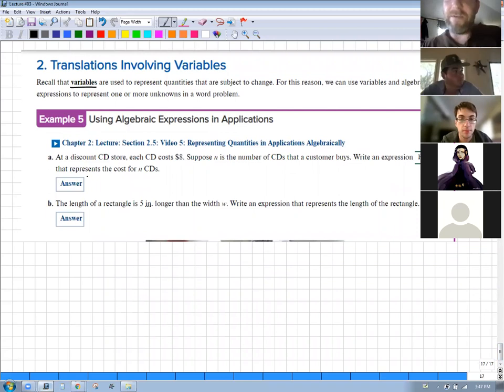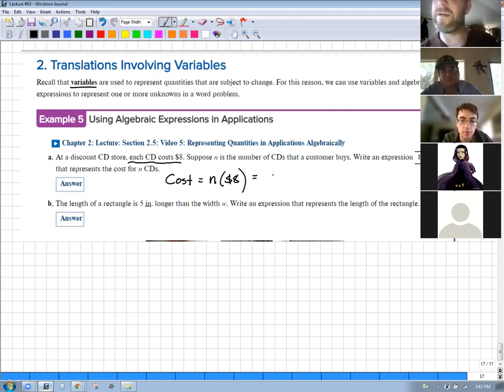So let's see, 5A, at a discount CD store. Wow, I didn't know they still sold CDs. Each CD costs $8. This is outrageously expensive. Suppose n is the number of CDs that a customer buys. Write an expression that represents the cost for n CDs. Well, if they're $8 each, right, the cost is going to be n times $8. That's it.